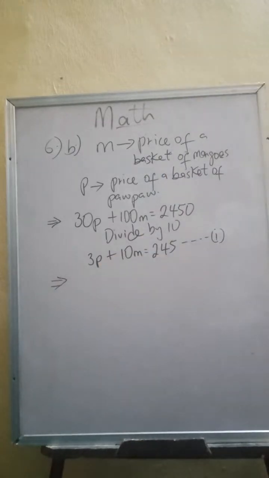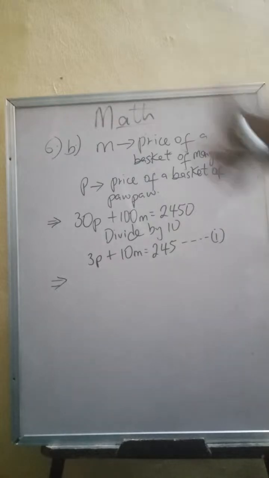says she sold the pawpaw at a profit of 40% and the mangoes at a profit of 30%. And now the next statement says if her profit on the entire transaction was 855 naira, then we're to find the cost price of a basket of pawpaw and the selling price of the 100 baskets of mangoes.